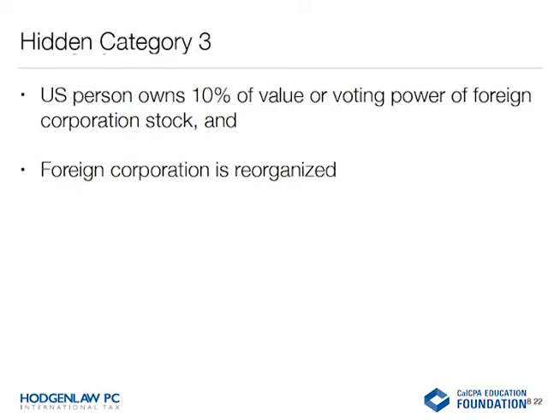There's also a somewhat hidden category 3 requirement. It's not listed in the section of category 3 in the instructions where all the other parts are, but it is there in the instructions, and this is if you own 10% or more of the stock and the corporation is reorganized. I guess you could say it would kind of be captured in the other language, but this is specifically a requirement, just not quite as on the surface as the others.